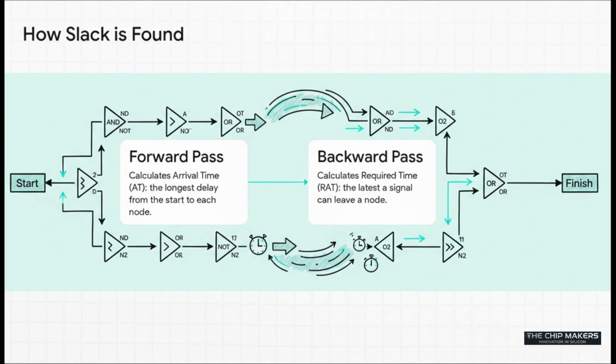So how does it get those two numbers? It's pretty clever. First, it calculates the arrival time by moving forward through the circuit from the start, adding up all the little delays along the way. Then, to get the required arrival time, it works backwards from the finish line, figuring out the latest possible departure time from each point in the path.